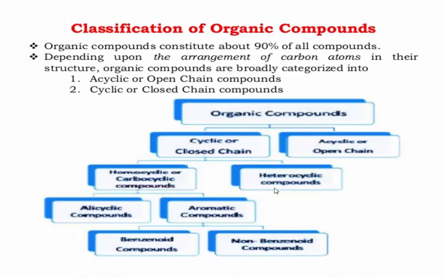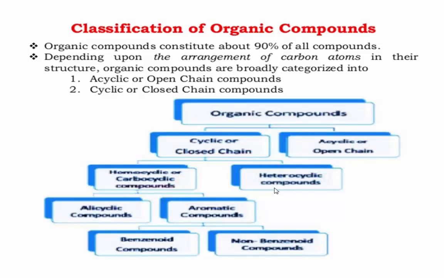Okay students, next another very important concept, that is the classification of organic compounds. Organic compounds constitute about 90% of all compounds. You remember this point. Depending upon the arrangement of carbon atoms in their structure, organic compounds are broadly categorized into acyclic or open chain compounds, and cyclic or closed chain compounds. Students, remember, in the classification of organic compounds there are mainly 2 types: one is acyclic and another one is cyclic.